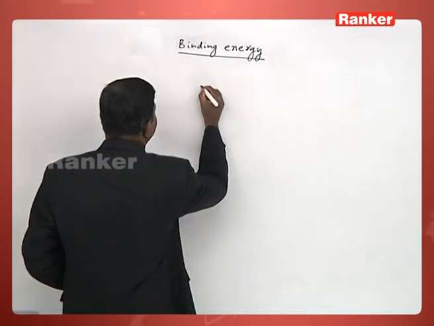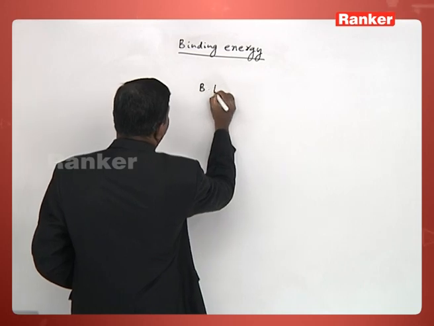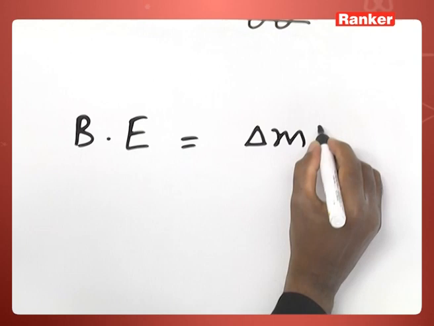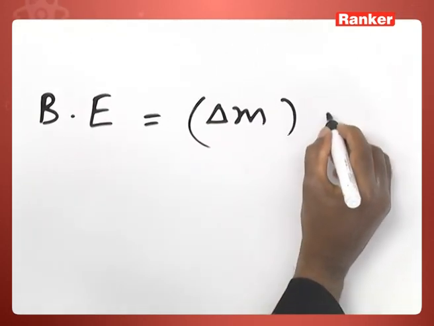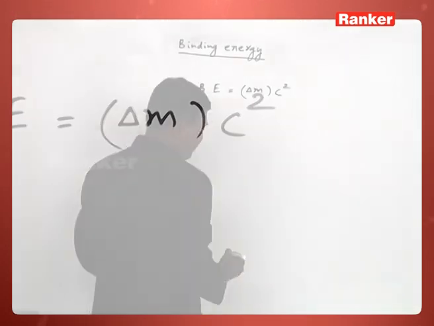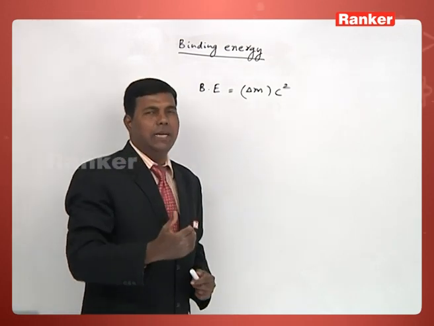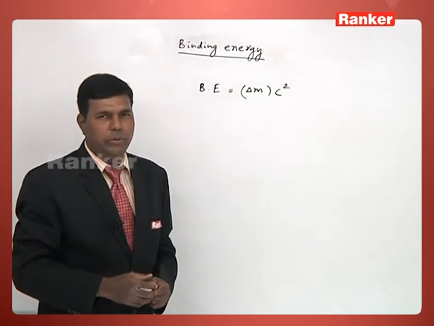So we can write binding energy as delta m, which is nothing but the mass defect, multiplied by c square. That is binding energy. That is how binding energy comes into picture in the case of a nucleus.